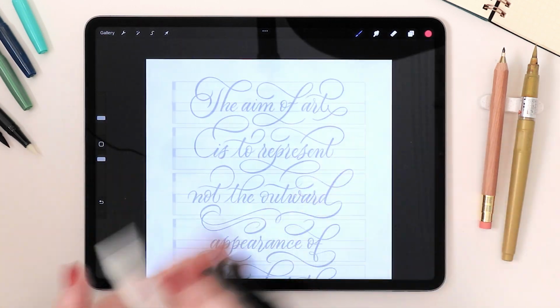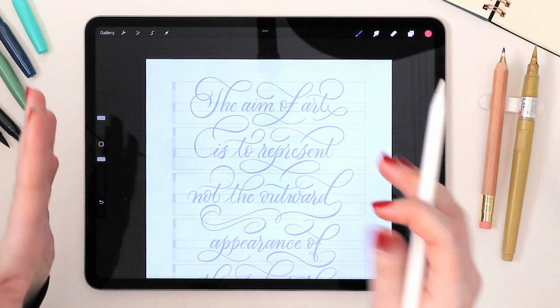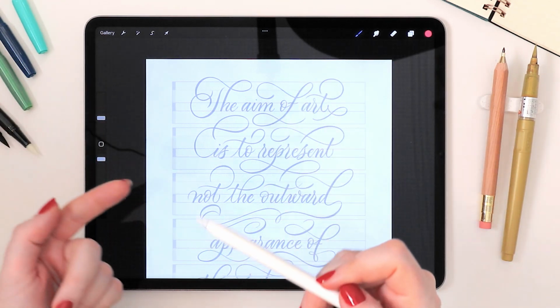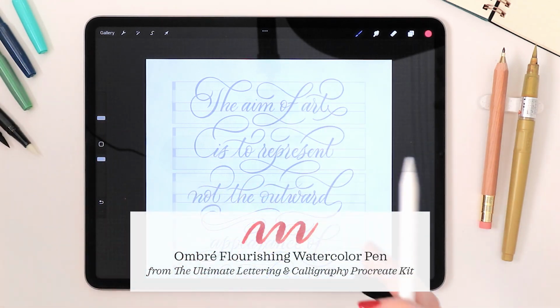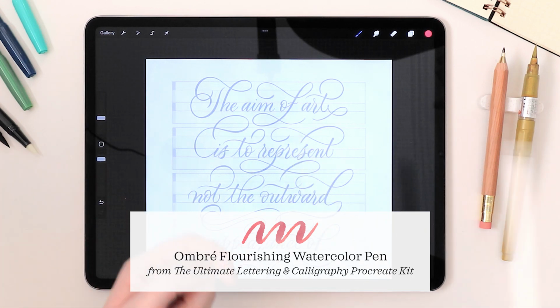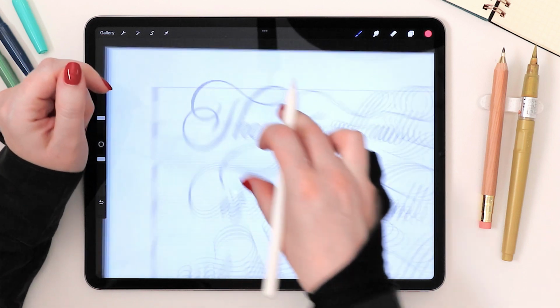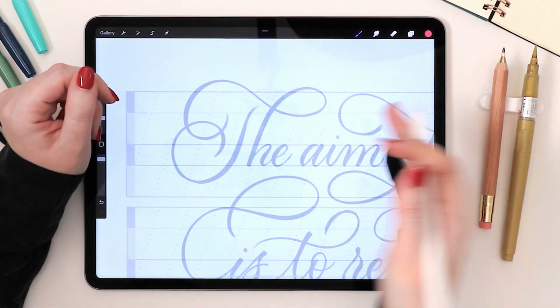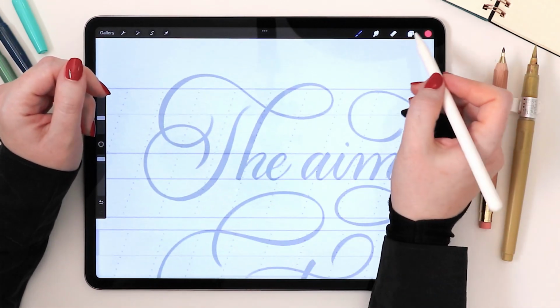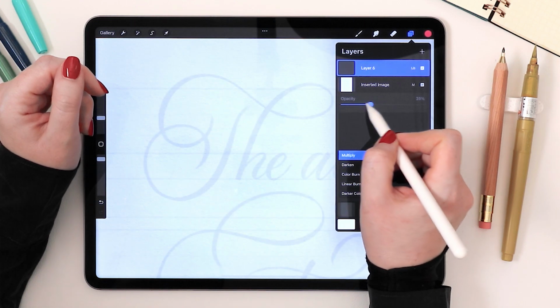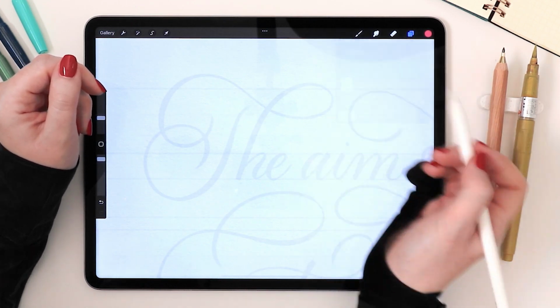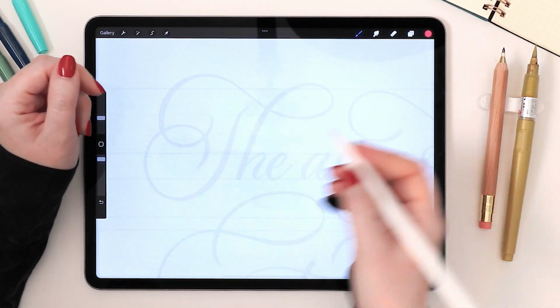You can pick any lettering brush that you want. So for example, I'm going to demonstrate this using one of my watercolor brushes that comes with my Ultimate Lettering and Calligraphy Procreate kit. But again, you can use any one. Don't just use black, start incorporating color and just have some fun with this. So I'm going to decrease this opacity somewhat, make a new blank layer above, and then just get to tracing.